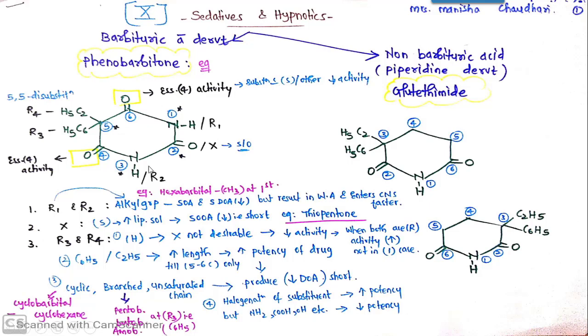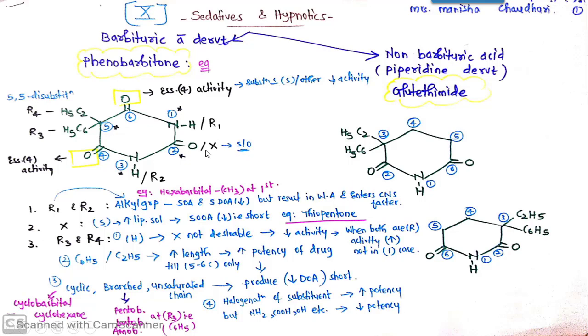Now the hydrogen on the first nitrogen and on the third nitrogen, both can be replaced by alkyl groups instead of hydrogen. If alkyl groups are present, for example in case of hexobarbital, there is a methyl group present at the first position instead of this hydrogen. So this alkyl group presence will decrease the onset of action as well as duration of action. They result in formation of weak acid, which enters the CNS faster.